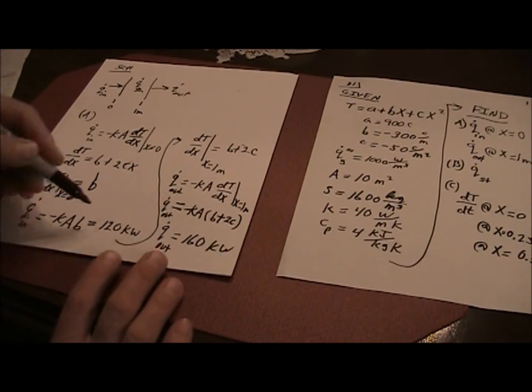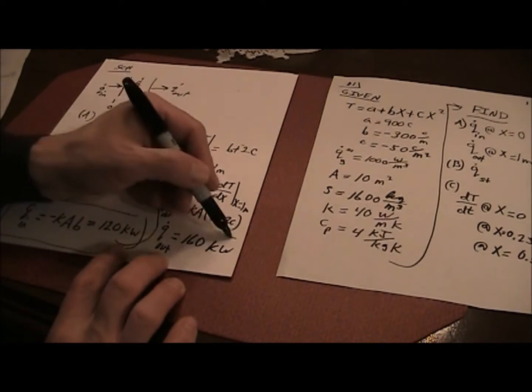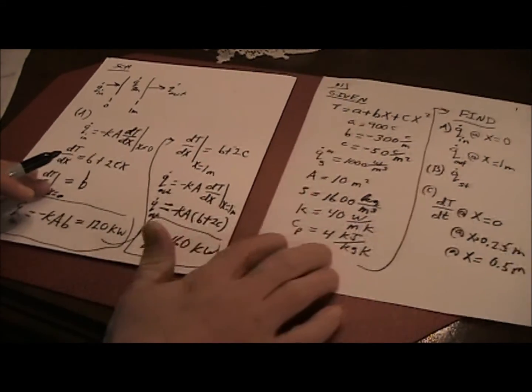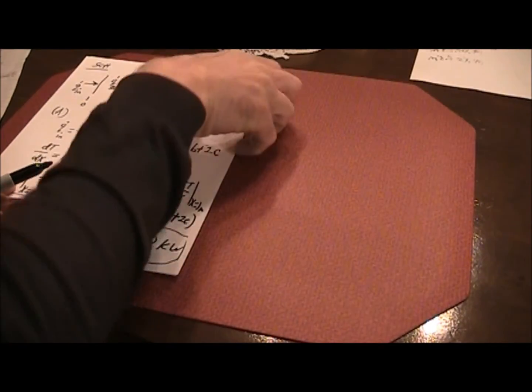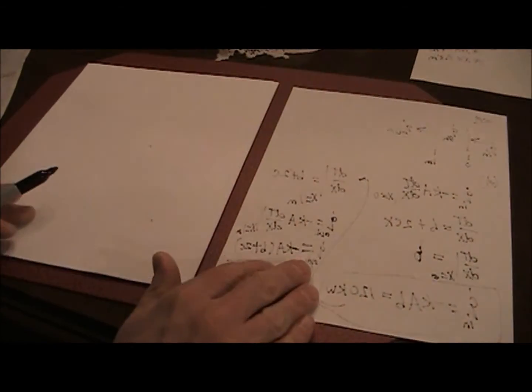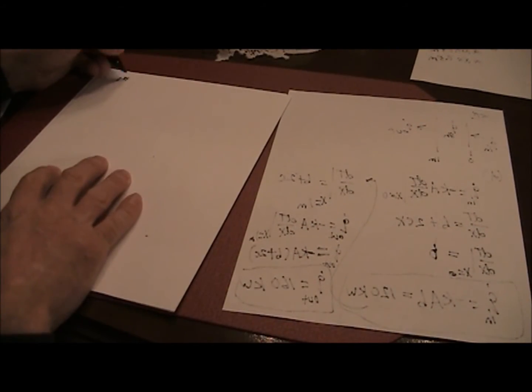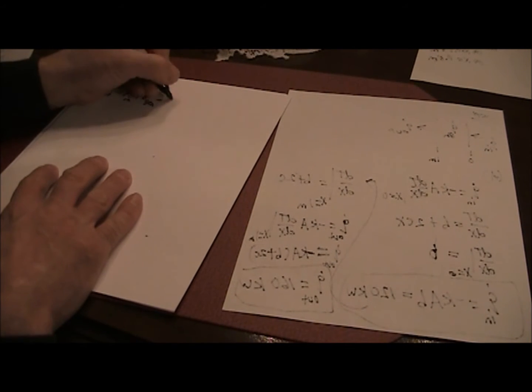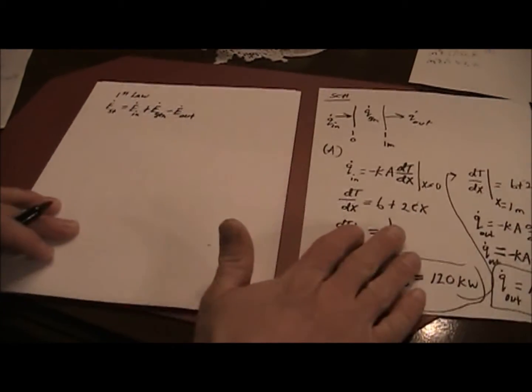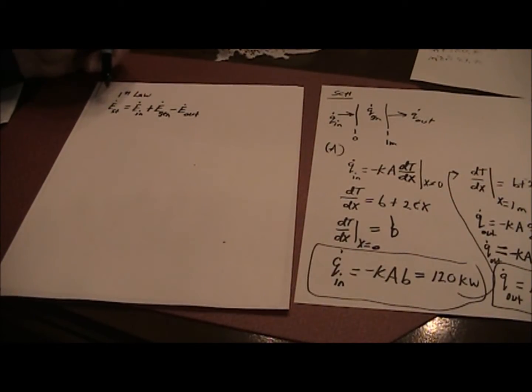So here again, we've got Q dot in and we've got Q dot out. Okay? So part B says, well, what is Q dot being stored? Alright, so you know from the first law that energy stored is equal to energy in plus energy generated minus energy out. Okay, we just know this physically, that's happening.